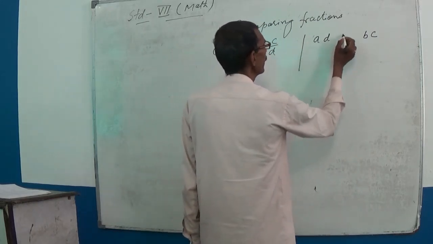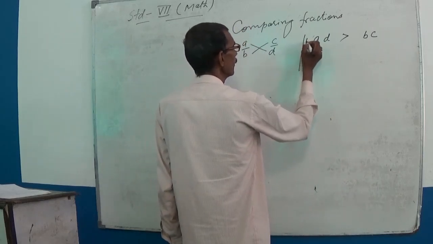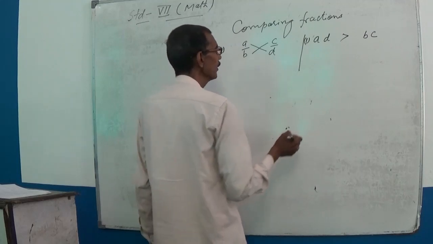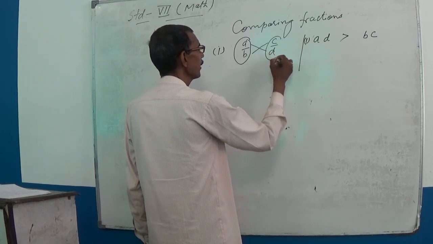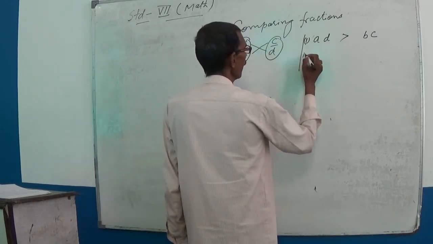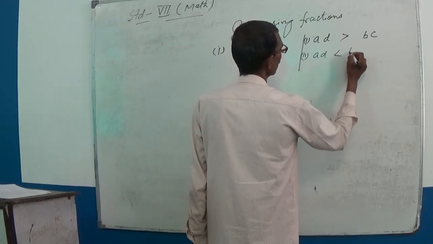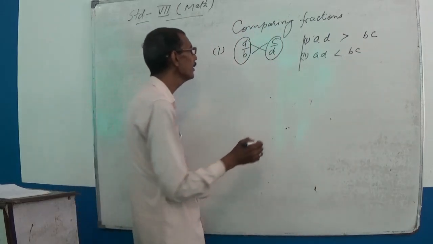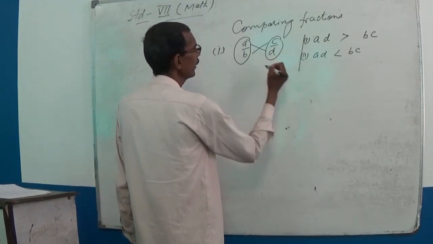If AD is greater than BC, then A by B is greater than C by D. Second, if AD is less than BC, then A by B is less than C by D.